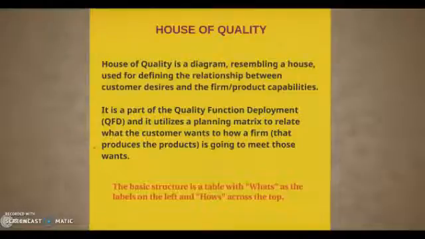House of Quality is a diagram resembling a house used for designing the relationship between customer desires and the firm or product capabilities. It is a part of the quality function deployment and it utilizes a planning matrix to relate what the customer wants to how a firm is going to meet those wants. The basic structure is a table with whats on the left and hows across the top.